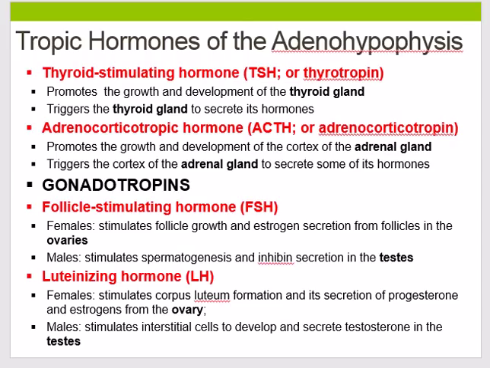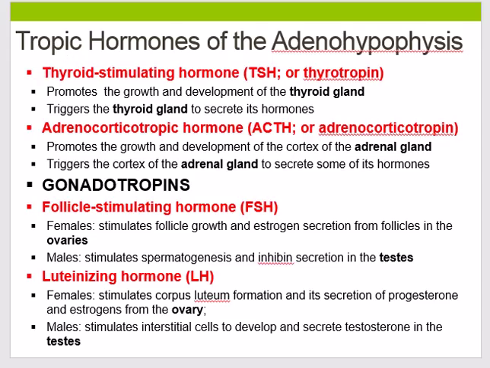So for this slide, each of the actual tropic hormones are listed in red, and the actual endocrine gland that they're going to stimulate is bolded in black. I'll repeat that. On this slide, each of the actual tropic hormones are listed in red, and the actual endocrine gland that they stimulate is bolded in black. Okay, these in red are what the adenohypophysis are going to secrete.